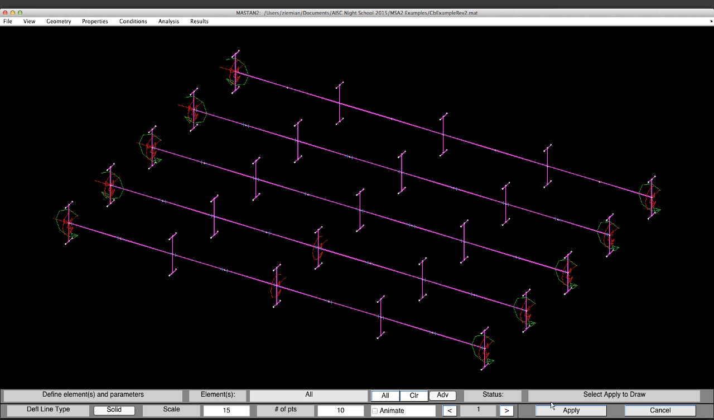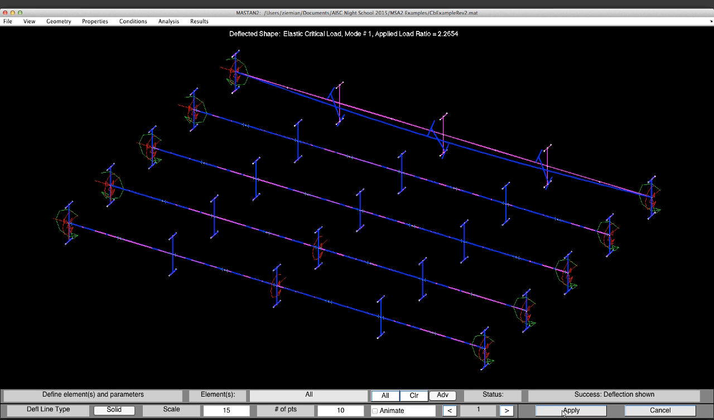And we'll plot up the first buckling mode. And you can see the first buckling mode is occurring in the first beam, the beam all the way at the top here. And it's at a buckling load ratio, I don't know if you can read that up at the top, of 2.26. And again, we've got 1,000 inch-kips of moment on each end. So the critical buckling load here is 2265.